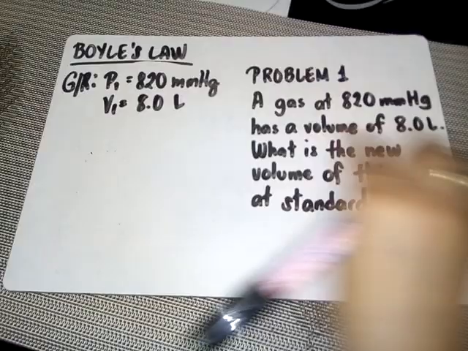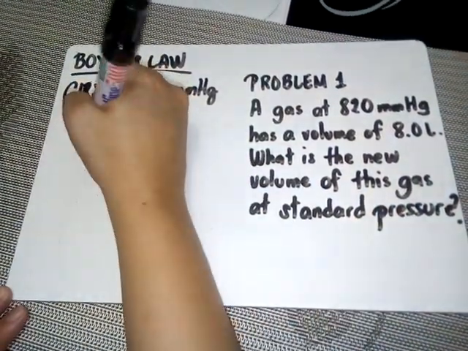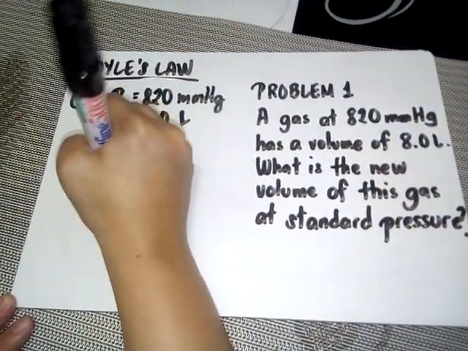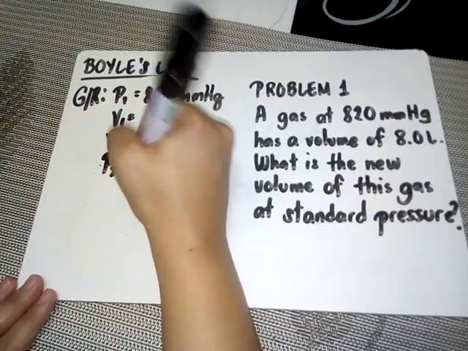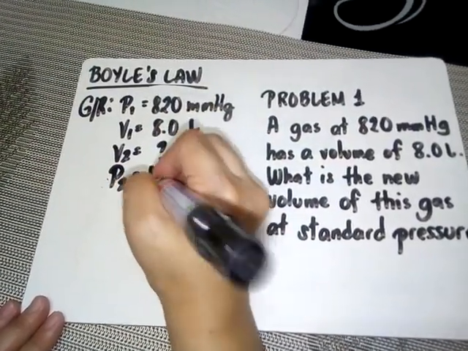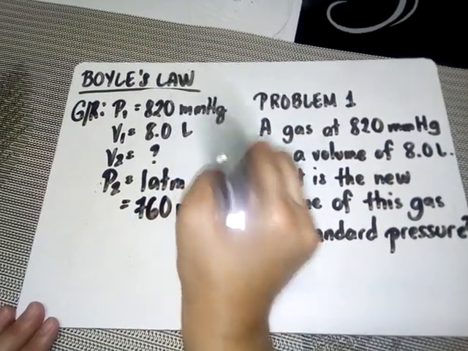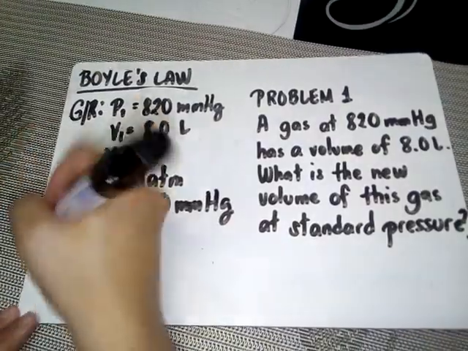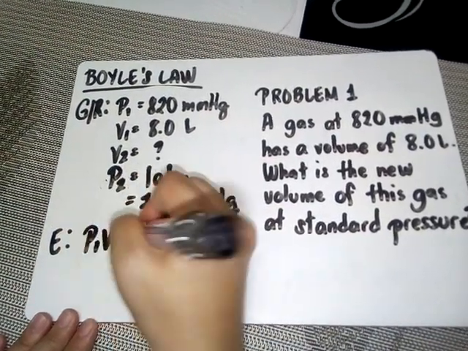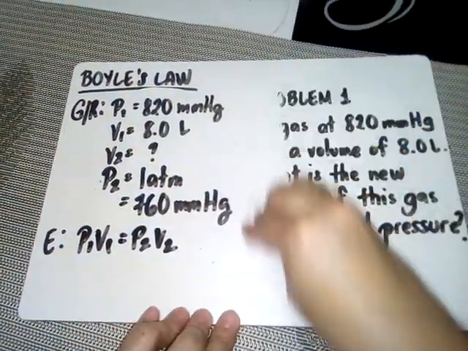Now, for our second sentence, what is the new volume of this gas at standard pressure? So, what is the standard pressure? We know that standard pressure is 1 atm, and 1 atm is also equivalent to 760 millimeters mercury. Since we are solving Boyle's law, our working equation is P1V1 equals P2V2. So, let's now start solving.